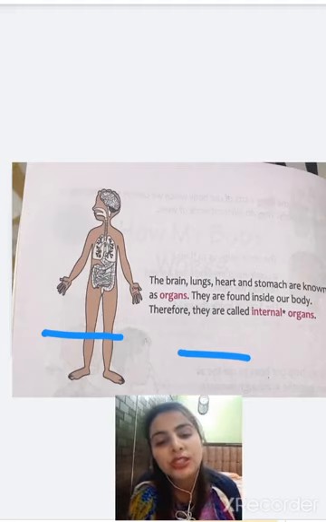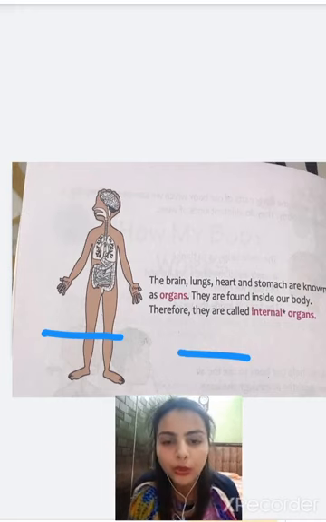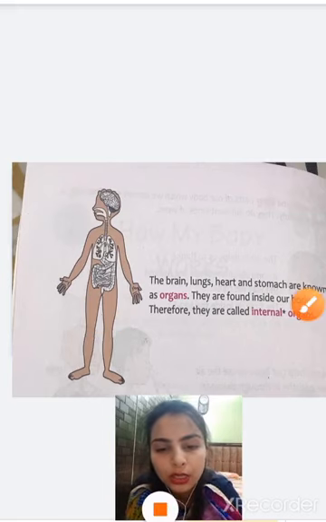Because they are found inside our body, that is why they are called internal organs. Now this was a quick revision of our chapter number 2.